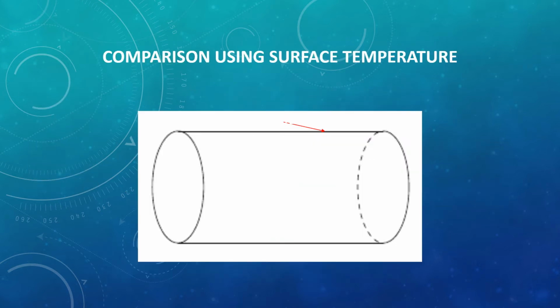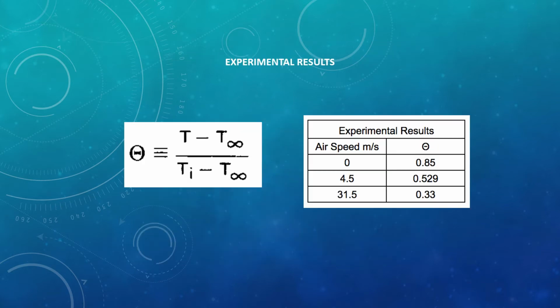So we did our experiment measuring the temperature on the surface, and we put it in a heat bath and then measured how much it cooled in that 10 minutes. And so our experimental results showed our theta, which is using that equation there on the left, is about 0.18 for free convection, 0.529 for forced convection at about 4.5 meters a second, and 0.33 for 31 meters per second.